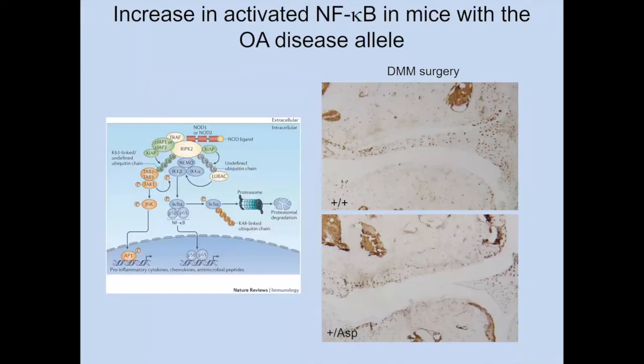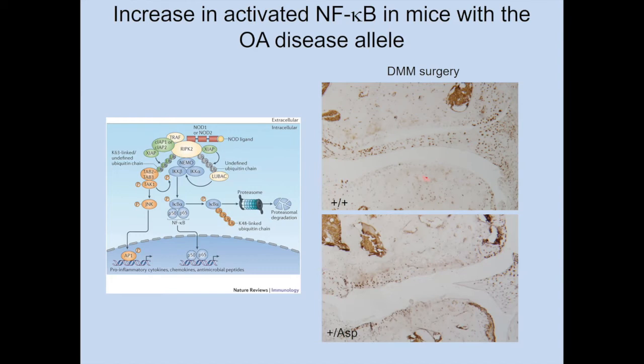Okay, so we know that NF-kappa B activation is downstream of RIPK2, and we can see in a wild-type animal that's undergone surgery, there are some articular chondrocytes that express activated NF-kappa B. There's quite a bit, normally, in the meniscus, and in this area here where there's a lot of remodeling going on.